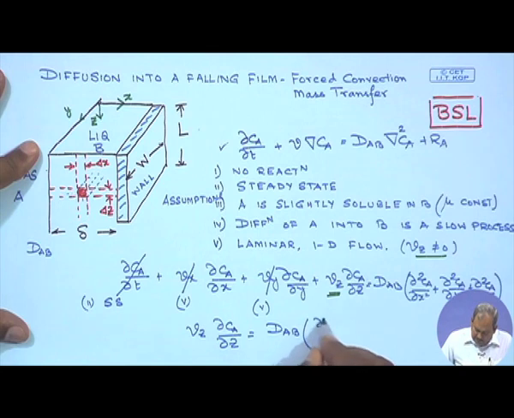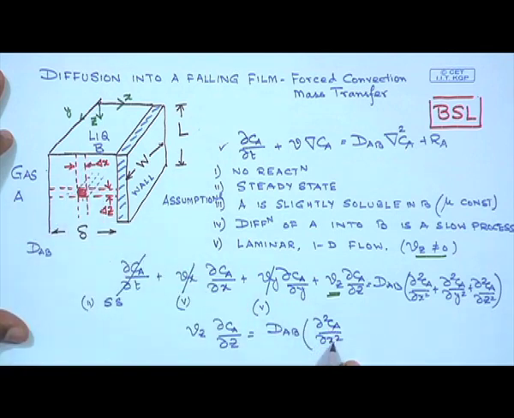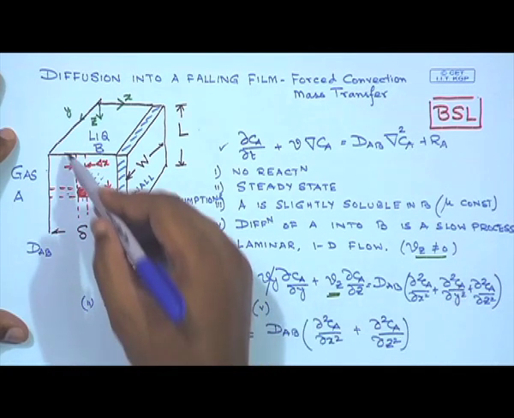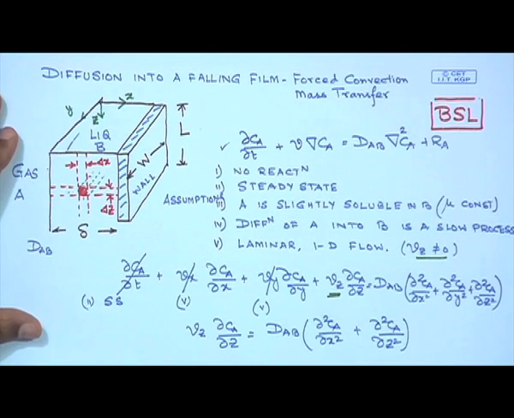and del square Ca by del x square, because Ca is a function of x. So this term must be there, plus del square Ca by del z square. Ca is not a function of y because it is independent of y. So the y dependence of Ca, this term can be cancelled, and what we have is this as the governing equation. So let's see what are the significances of each term.